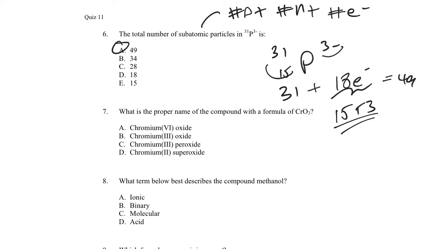For A. What is the proper name of chromium oxide or chromium CrO3? So this is an oxide, 2 minus charge, 3 of them minus 6, we got a plus 6 chromium. So this would be chromium 6 oxide.